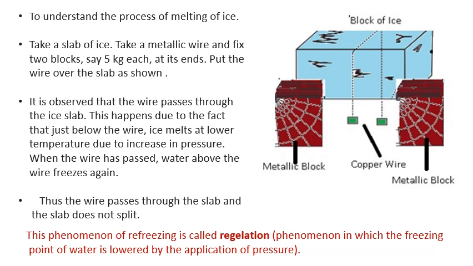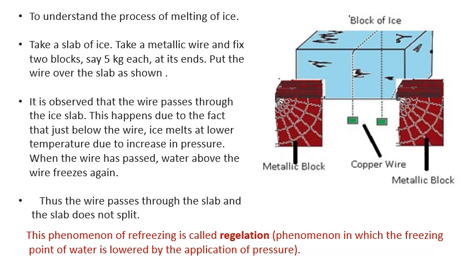To understand the process of melting of ice, take a slab of ice as shown in the diagram. Also, take a metallic wire and fix two blocks, say 5 kg each. Put the wire over the slab as shown, and you will observe that the wire passes through the ice slab.